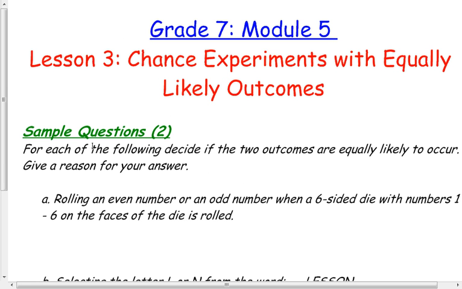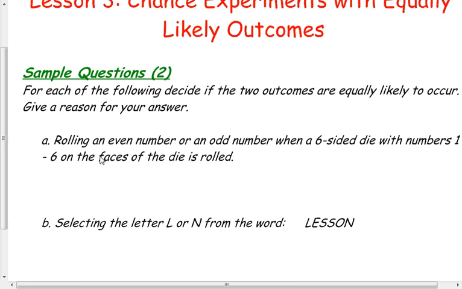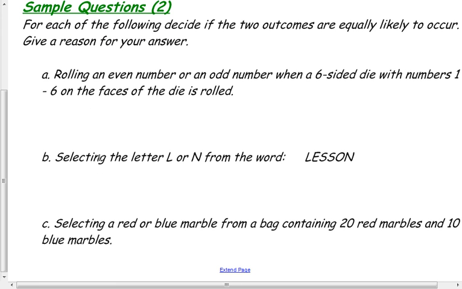Okay. For question 2, though, this is like the homework question number 2. Here it says, for each of the following, decide if the two outcomes are equally likely to occur and give your reasons. So in this case, we want to think about the term equally likely. And we saw that equally likely meant they had the same number, basically, of outcomes that would satisfy that condition. So part A says rolling an even number or an odd number when a six-sided die with numbers 1 through 6 on the faces is rolled.